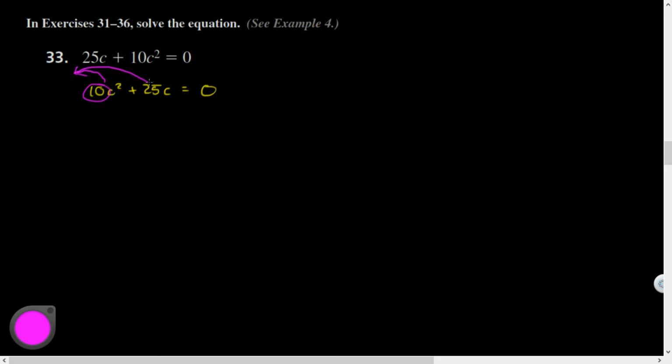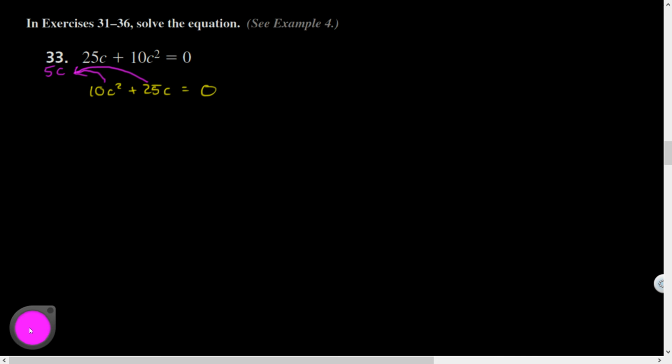So between 10 and 25, what's the biggest number that goes into both of them? 10 fits into 10 evenly, but it doesn't divide into 25, so it's going to be 5. And between c squared and c to the first, how many c's can I steal that each of those could afford? Just plain old c to the first, because this guy can't afford to lend out a c squared. He doesn't have it. All he's got is 1c.